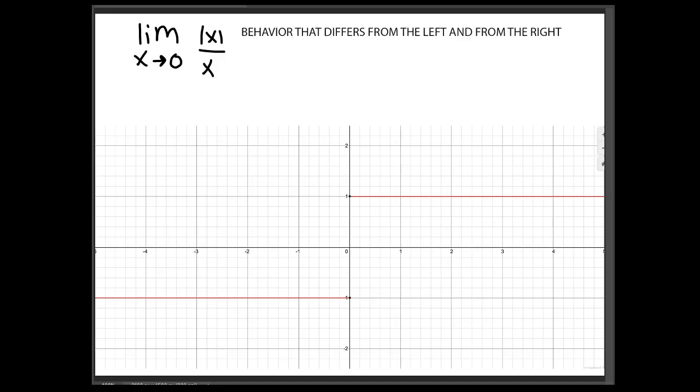This one is behavior that differs from the left and from the right. So let's look at our equation. We have the limit as x approaches 0 of the absolute value of x over x. And if we try to graph it, we'll get something like this, where as x approaches 0, there's both a positive value for f of x and a negative value for f of x. That means there are two different limits, which means no limit exists at all, because there's one value right here and one value right here. So that means it fails to exist.